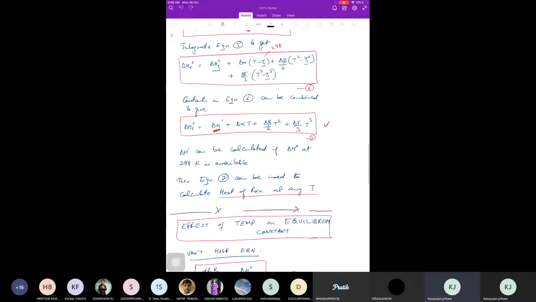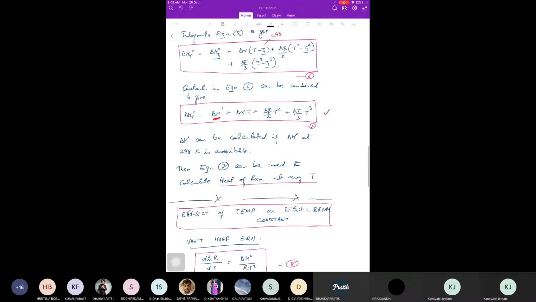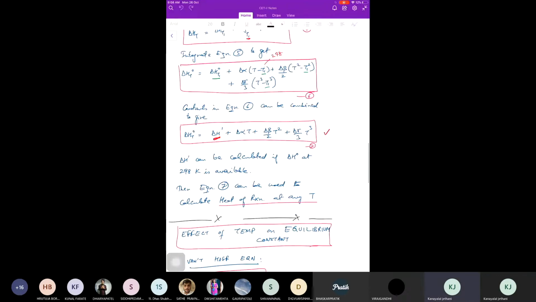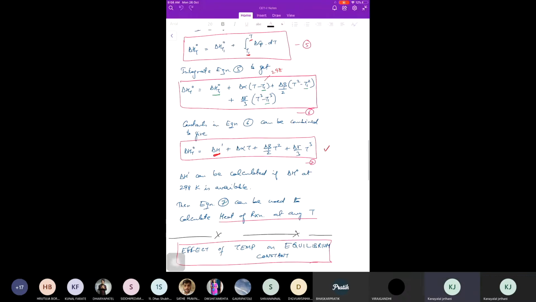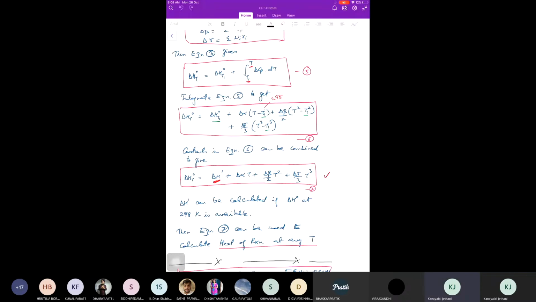How do you calculate heat of reaction from heat of formation? We have done this in PC also. Who can tell? Summation of products minus reactants. Right. So we can calculate heat of reaction.